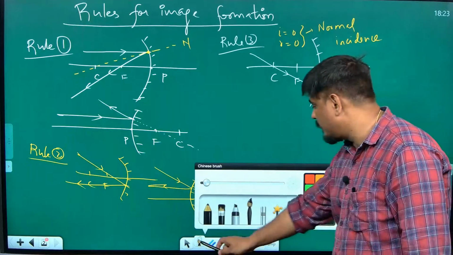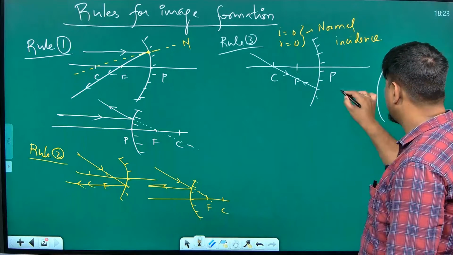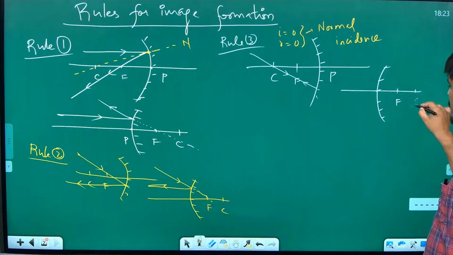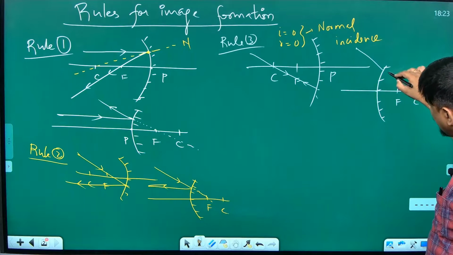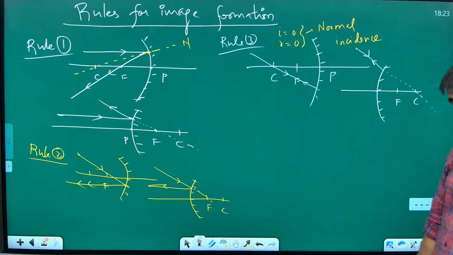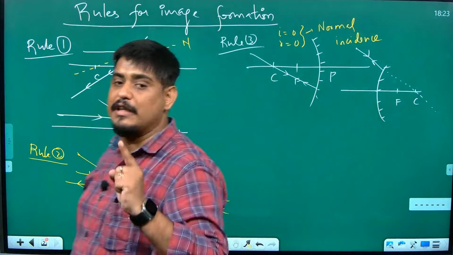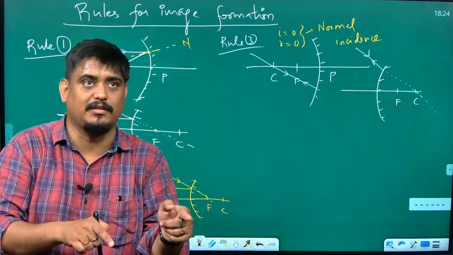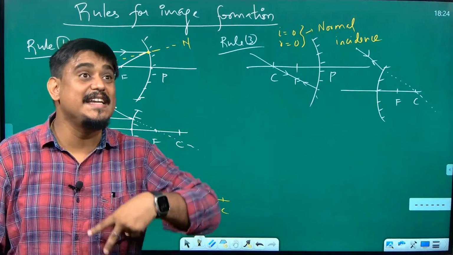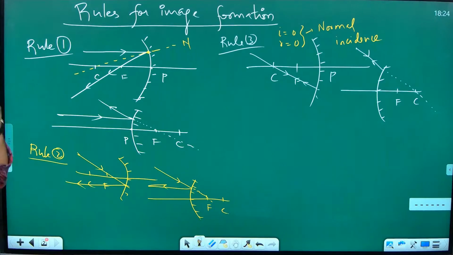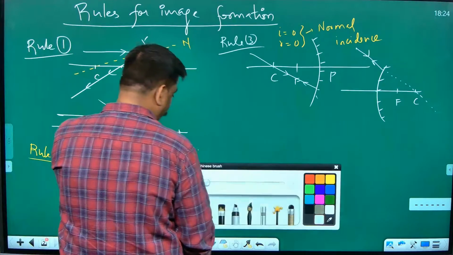So, if I take a convex mirror now, like this, and this is the focus and this is the center of curvature. Any ray which is seeming to pass through the center of curvature will also retrace its path. So any ray which passes through the center of curvature, or seeming to pass through the center of curvature in the case of a convex mirror, will retrace its path. Rule number 3. And the last rule, rule number 4, what does it say?